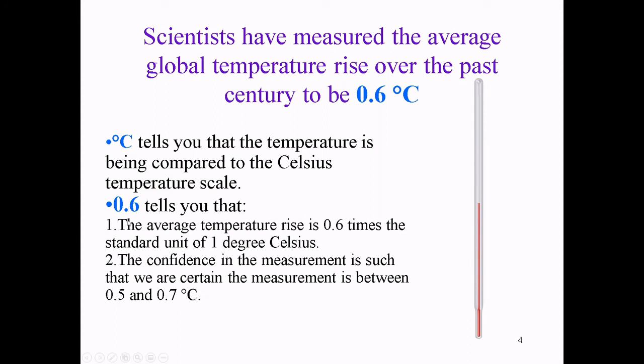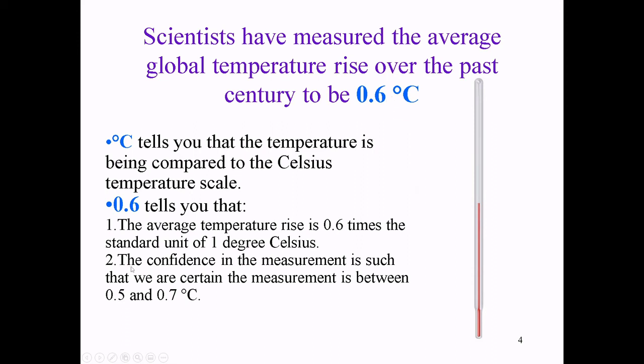The 0.6 tells us two things here. So it tells us that the average temperature rise, okay, so the temperature rise would have been different in different places, but on average, if we added up all the different temperature rises and divided by how many we had, is going to be 0.6 times the standard unit of 1 degree Celsius. Okay, so it rose 6/10 of 1 degree Celsius. That's what that's telling us.